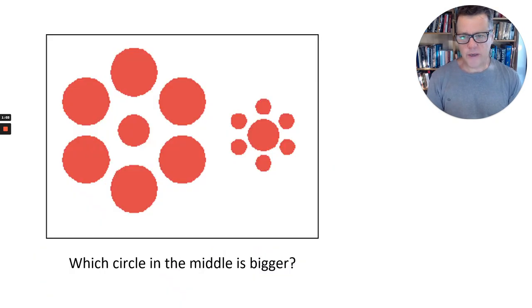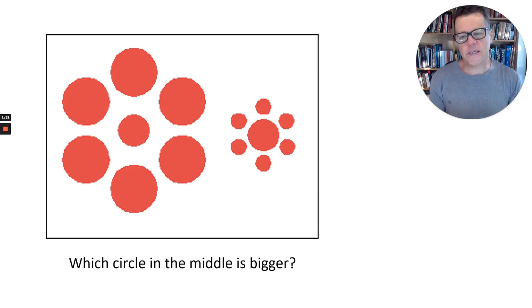And likewise over here, look at the dots in the middle of those figures. It looks like the one on the right is bigger than the one on the left. In actual fact, they are exactly the same size. The circle on the left is the same as the one on the right. It's just that the big circles around make the one look small, whereas the small circles around the other make the one on the right look large.